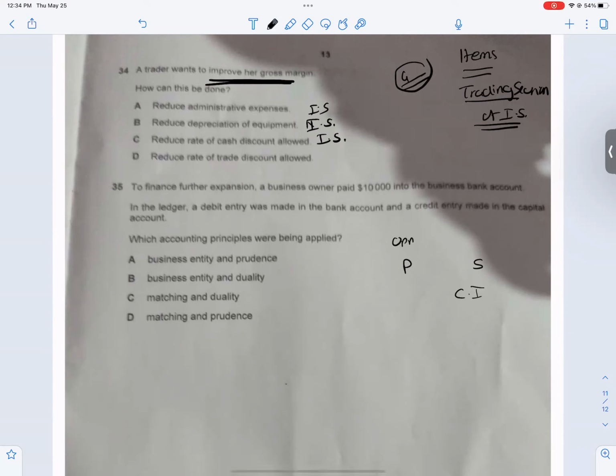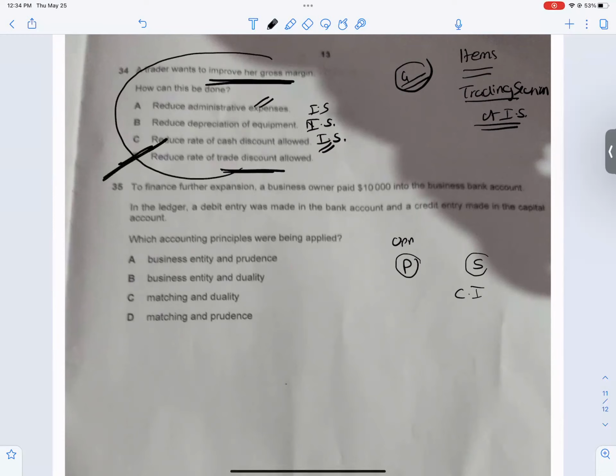Administrative expenses would come in the income statement. Depreciation would come in the income statement. Cash discount would come in the income statement. Trade discount, that means it is going to directly affect my purchases or sales. So if I reduce the rate of trade discount, it has a direct impact on my gross profit. I got it. So the option would be D. Go to the next one.